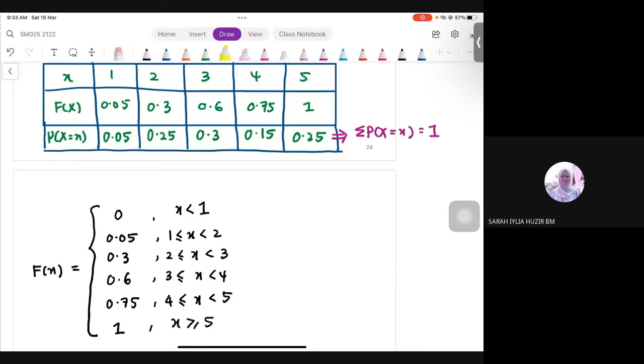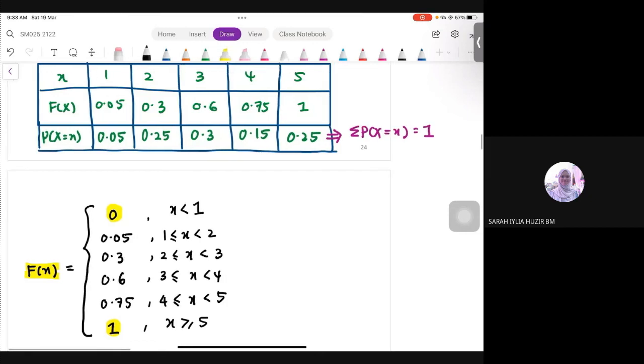Okay, depan dia mesti F. Mula mesti 0. Hujung mesti 1. Okay, ingat syarat tu. Okay, next kita nak buat probability distribution of X pula.